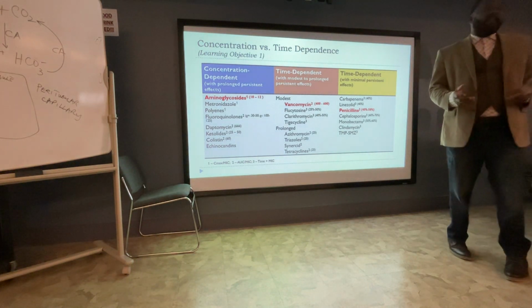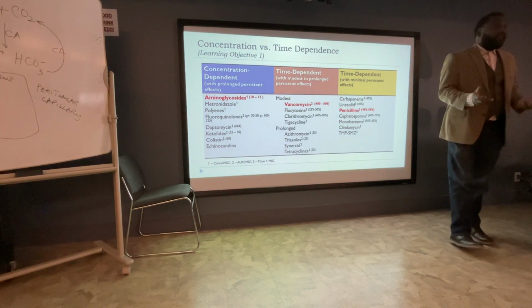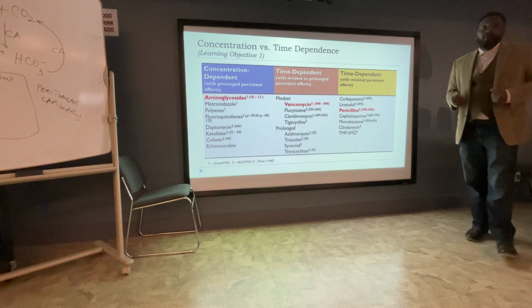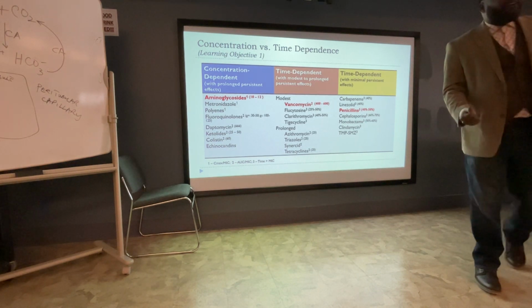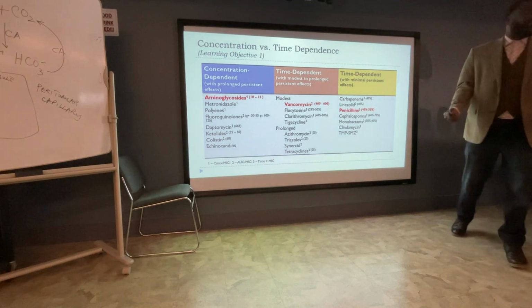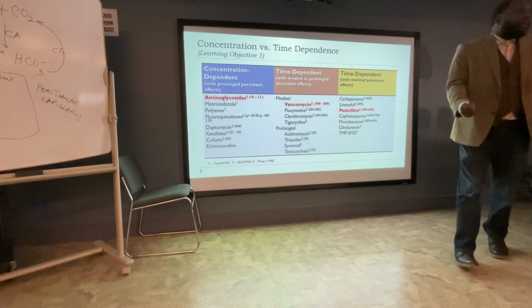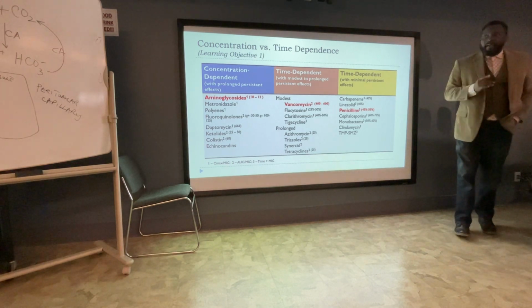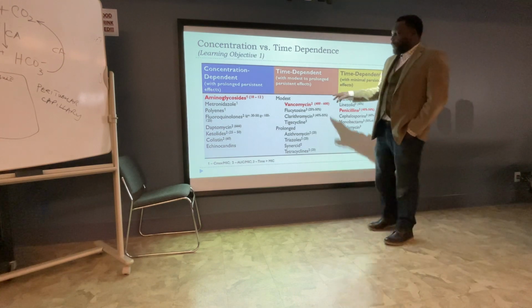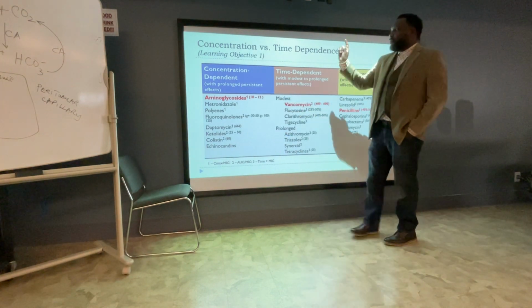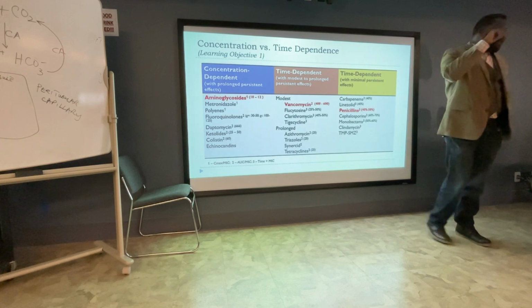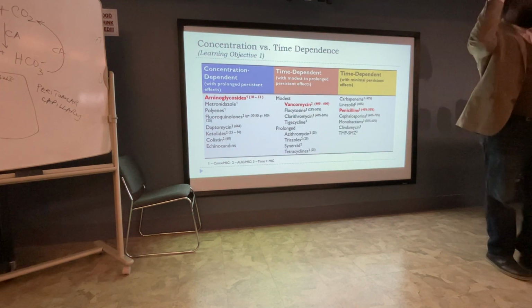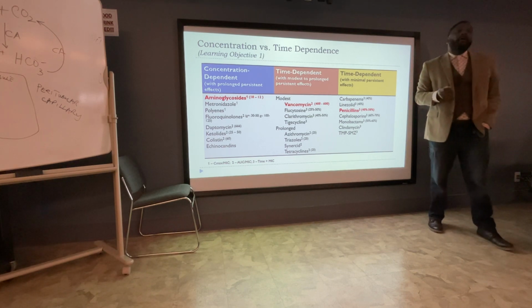Let me say it a different way. Both. That's the reality. But what we knew 25 years ago versus what we know now means that answer has changed. 25 years ago, if they asked you, vancomycin, concentration or time dependent, everybody would say concentration dependent. But we didn't know about persistence effects at that time. A true concentration dependent antibiotic simply means if I give a higher dose and I get a higher concentration, then it'll be better. And that is not the case with vancomycin.